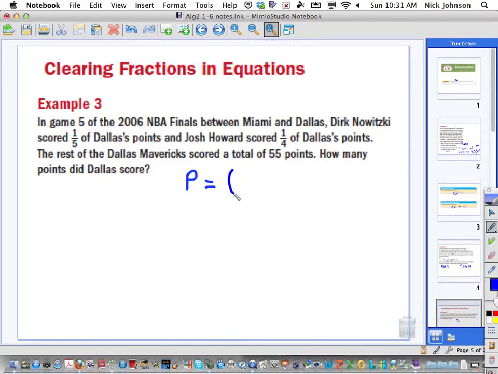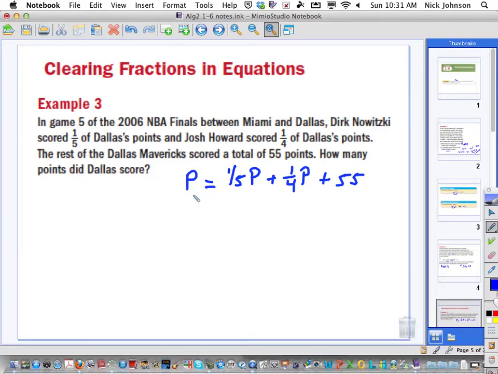Well, Dirk Nowitzki scored 1/5 of the total number of points. Josh Howard scored 1/4 of the total number of points. And then the rest of the team scored 55 points. So you see how I set this up? 55 points plus 1/4 of the points plus 1/5 of the points has to equal our total number of points. Okay?